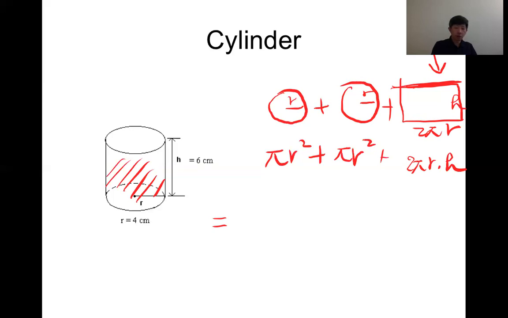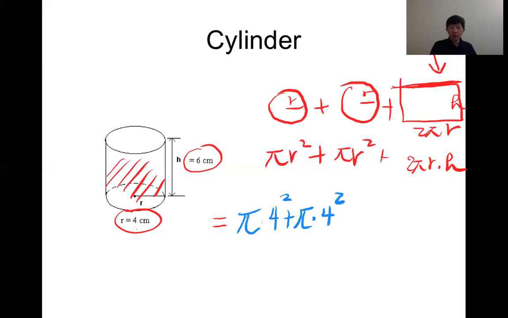Now that's finding this, because we have a 4 and we have a 6 for this, right? So we fill in the information here. R is equal to how many? R is equal to 4. So pi times 4 square, pi times 4 square, right? 4 square centimeter. And plus 2 pi times another 4, and then times the height. Height will be 6, right?